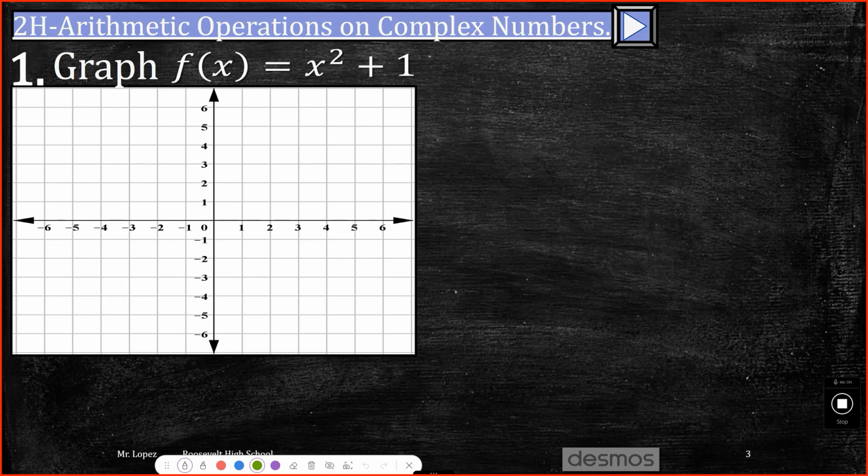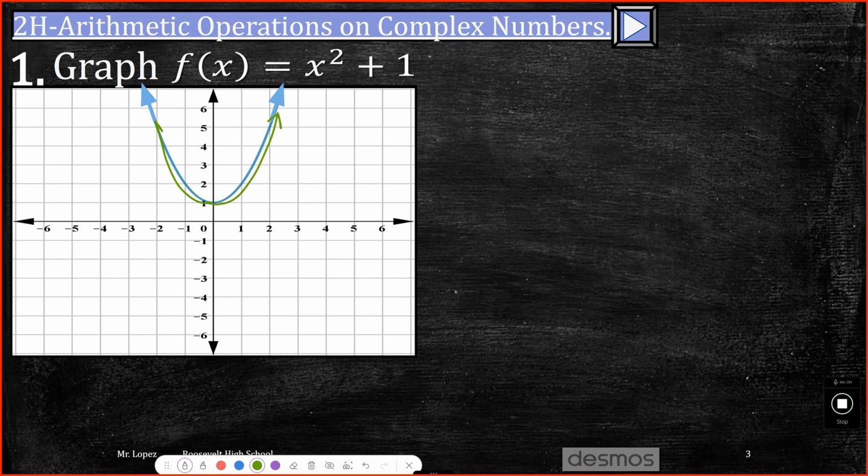All right, lesson 2H, arithmetic operation of complex numbers. Problem 1, graph f of x equals x squared plus 1. So it is just a quadratic function shifted up 1 unit. So the graph looks something like this, something like that.